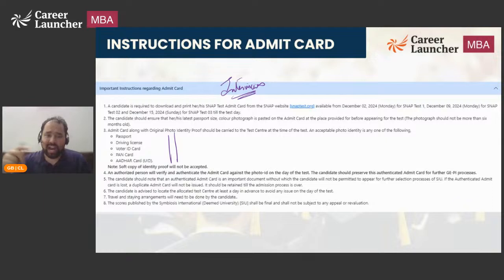So the admit card which you take to the exam, they will stamp it, bring it back, keep it safely. You will need that same stamped admit card during interviews.